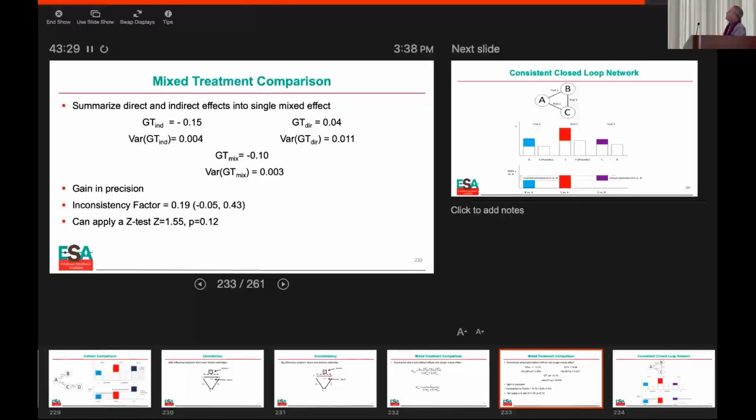The difference between the direct and the indirect effect is 0.19, and we can actually calculate a confidence interval on that. We could say, for example, that the inconsistency there is almost significant, if you want to think of significance as being whether or not the inconsistency factor includes 0. If it doesn't include 0, then the difference is different from 0, and therefore there might be an inconsistent effect. So that's just a very crude way of thinking about how to combine direct and indirect effects and test for whether they're different.